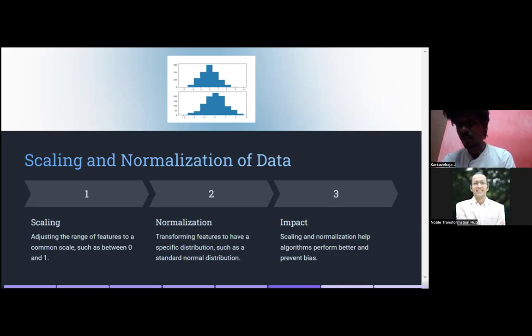Where we will have a mean of zero and a standard deviation of one. So we will have a fixed value so that we have a proper bell-shaped curve for normalization. Then impact: scaling and normalization help algorithms perform better and prevent bias. Once you apply scaling and normalization to the data set, the data set becomes very common and generalized, so that whenever you build a model on top of it, it also becomes very generalized. So whenever you have data, try to use scaling and normalization to make the data normalized. Okay, so yes sir, over to you.